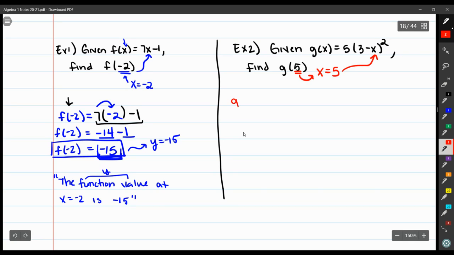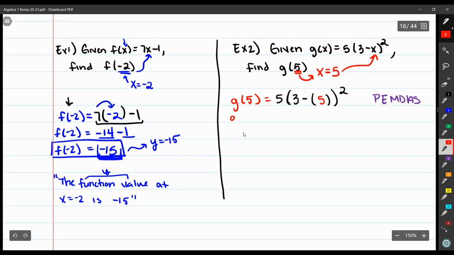Now again, we're looking for g of 5, so we're going to say g of 5 equals, because that's what we're looking for. Let me change colors here. So g of 5 equals 5 parentheses, 3 minus, and then when you replace x, make sure you have a parenthesis around it so we don't lose negatives just in case we have negatives. And this is what we're going to have to simplify. Simplify using your order of operations, guys. Order of operations was parentheses, exponents, multiply, then divide, add, and subtract together.